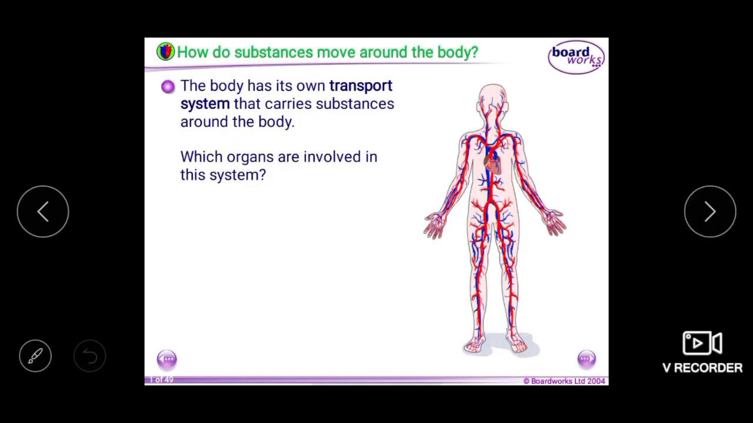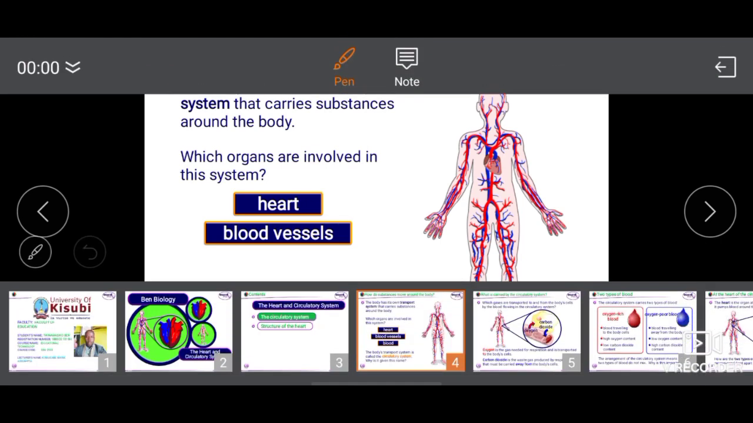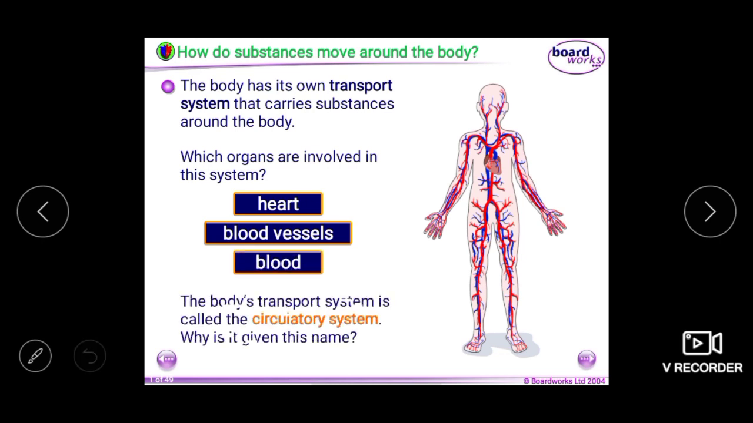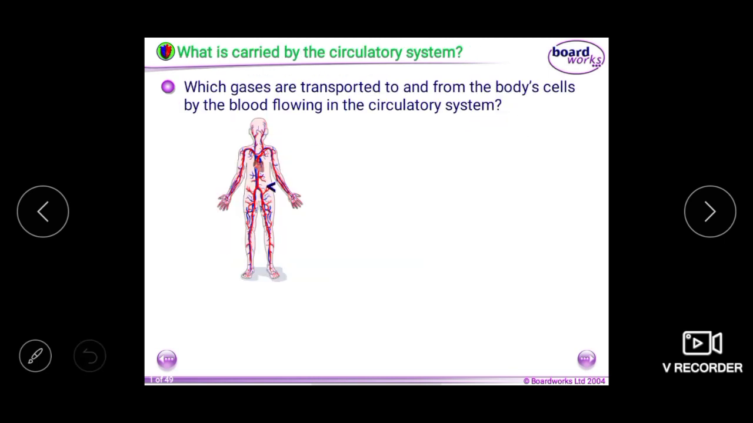The circulatory system is made up of various organs, as you can see. Number one is the heart, located there. Then number two, we have blood vessels, these ones which you are seeing in red and blue. Then number three, we have blood, which moves within those very blood vessels. The blood's transport system is called the circulatory system because materials move rotating throughout the body.